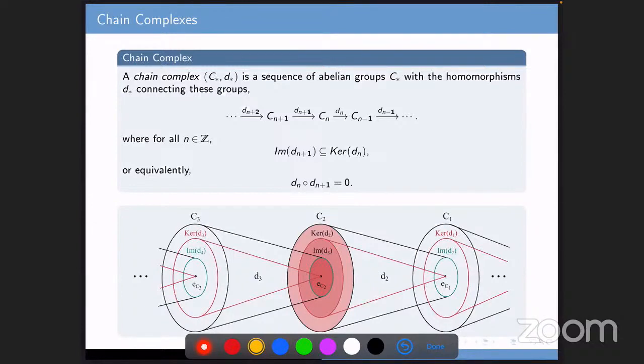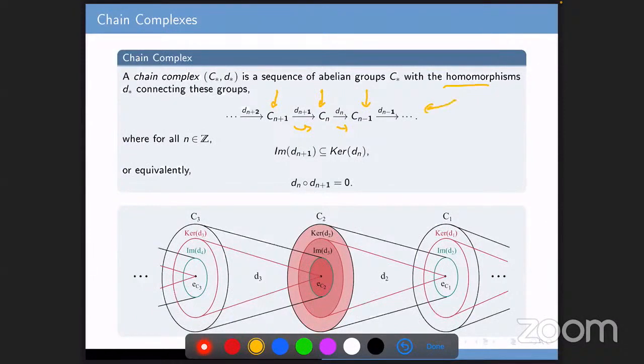So a chain complex C star, d star is a sequence of abelian groups C star, so we are adding a bunch of abelian groups here, right? And homomorphisms connecting these, d n plus 1, d n, and so on. Okay, this is how the structure looks, but this structure has to satisfy this condition.